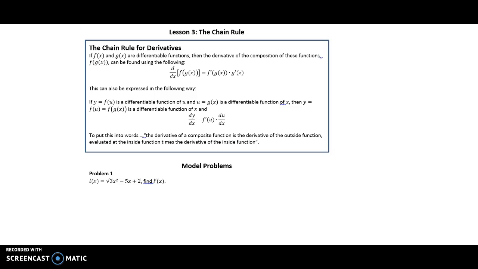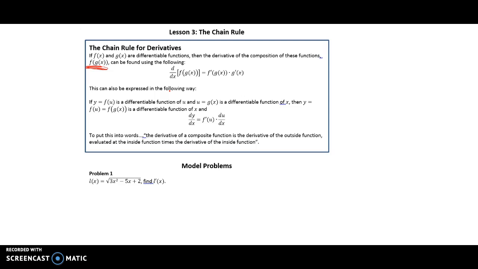If we have two separate functions that are differentiable everywhere, the derivative of the composition of these functions, f of g of x, can be found using the following derivative rule. The derivative of our composition is equal to f prime of g of x times g prime of x. That form is good for some folks and not good for others.